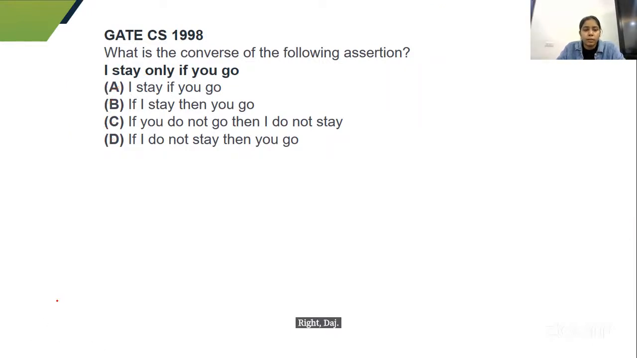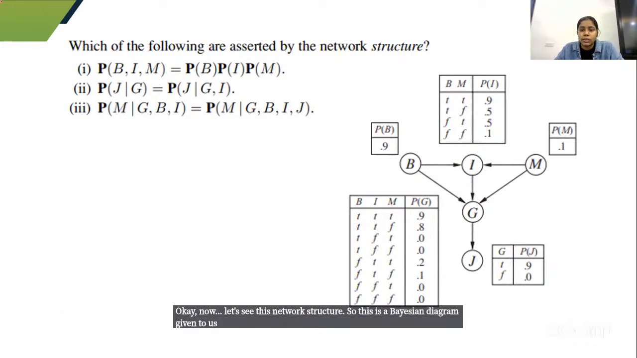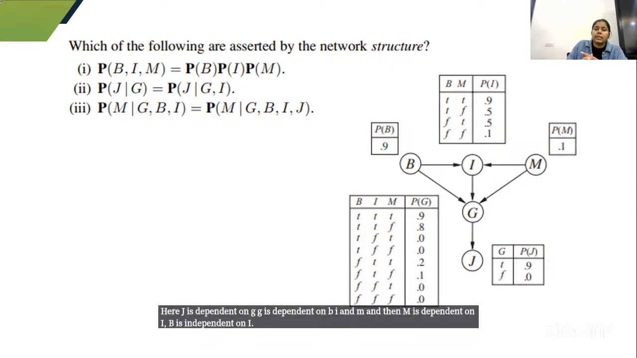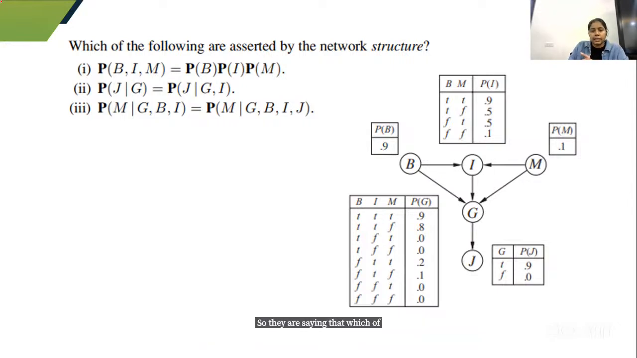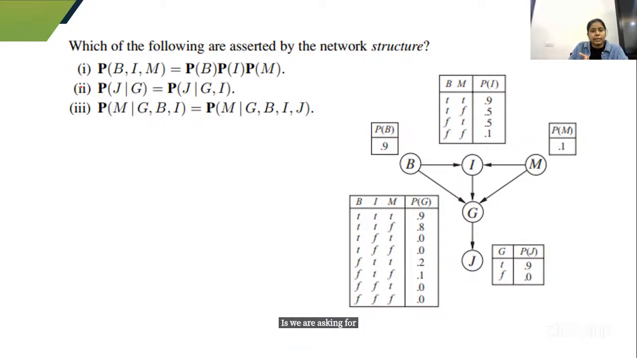Okay. Now, let's see this network structure. So this is a Bayesian diagram given to us, right? This is a question on reasoning with uncertainty. You can see that J is dependent on G, G is dependent on B and I, and M is dependent on I. B is independent of I. So they are asking which of the following are asserted by the network structure, out of the first, second, and third, which are true.